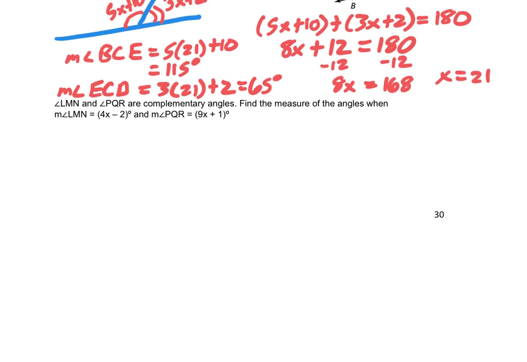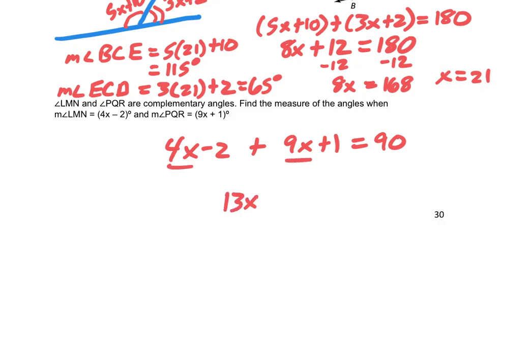Okay, this one does not have a picture, but what we know is LMN and PQR are complementary, and once again, complementary means they are going to do what? Go out to 90. Add up to be 90. So I'm going to go 4x minus 2 plus 9x plus 1 equals 90. Just make sure we put the right number in the equation, okay? They have a sum of 90. Once again, they are on the same side as one another. So 9x and 4x makes 13x. Negative 2 plus 1 is negative 1.